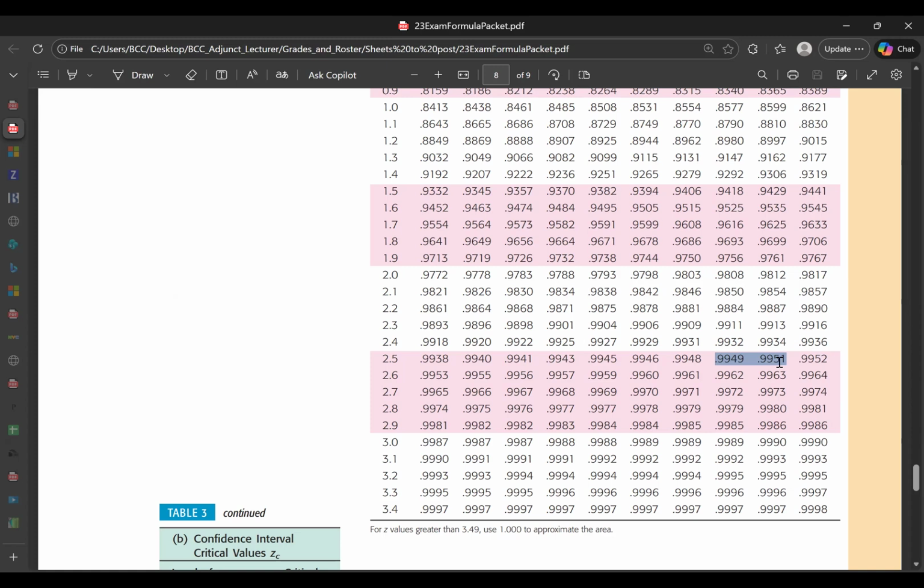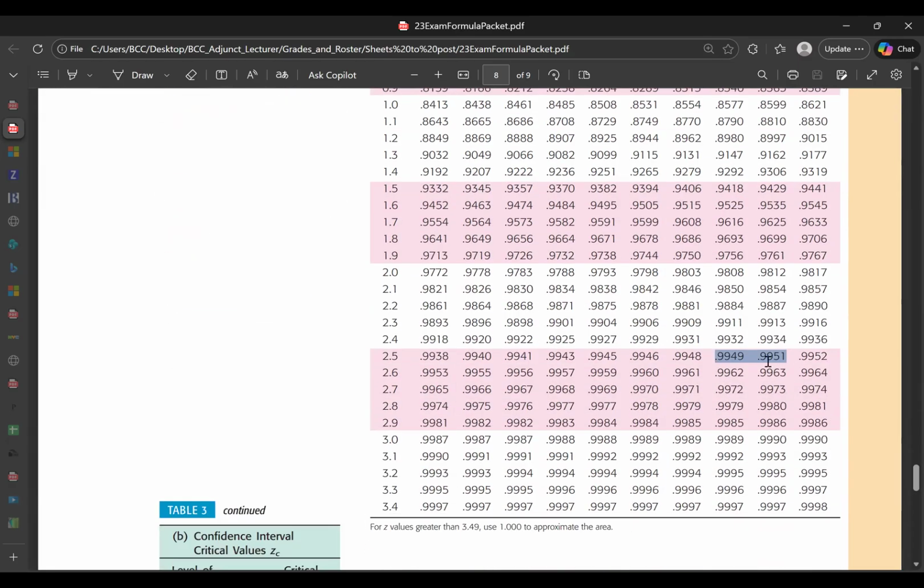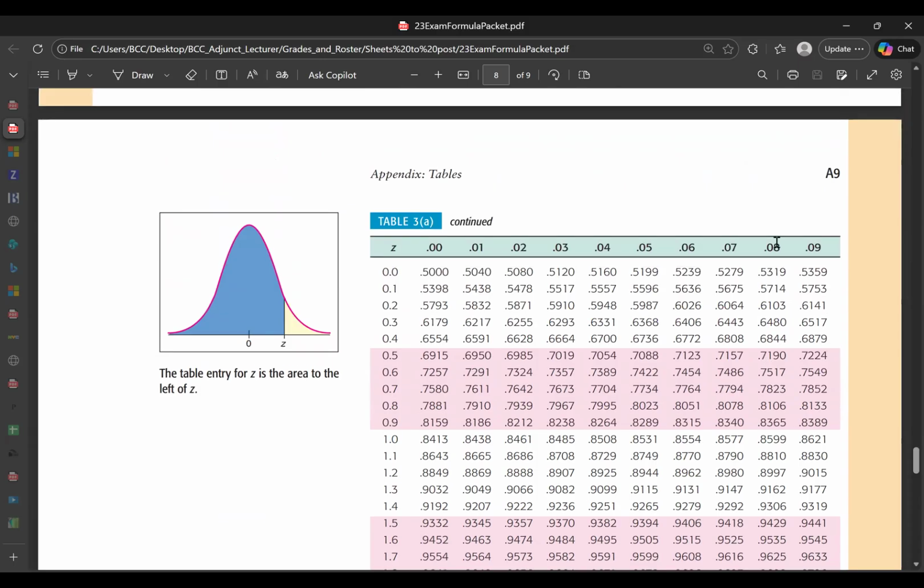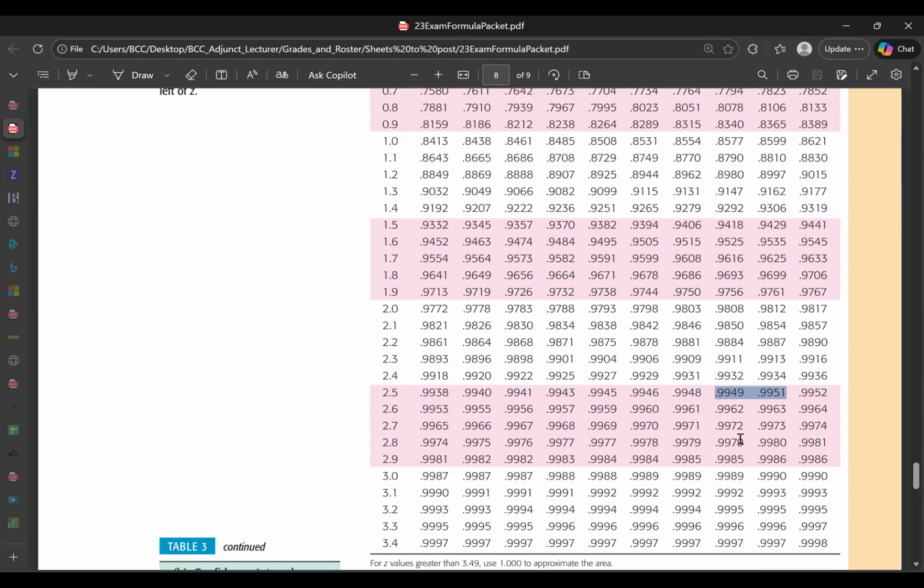So I'm looking for 0.9950. It falls in between these two values here. So I'm going to take these two Z values, 2.57 and 2.58. Then you're going to add those two numbers up and divide by 2. And that's what I did over here. The first number, where the 0.9949 is, that's 2.57.